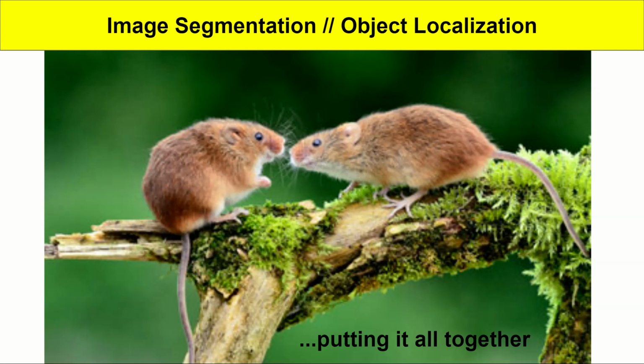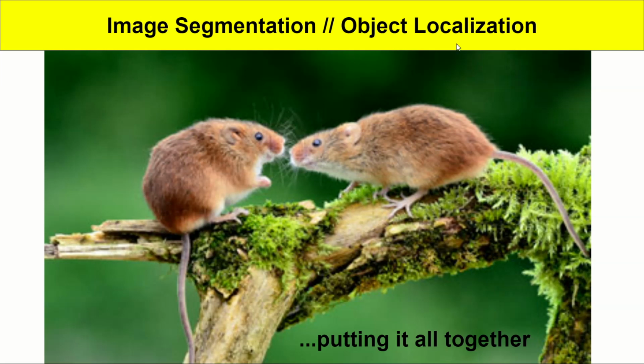Hello everybody. It's time for the project. The project will involve image segmentation and object localization. Image segmentation means breaking the image into multiple parts and assigning to every pixel some type of indicator for which object it is part of.